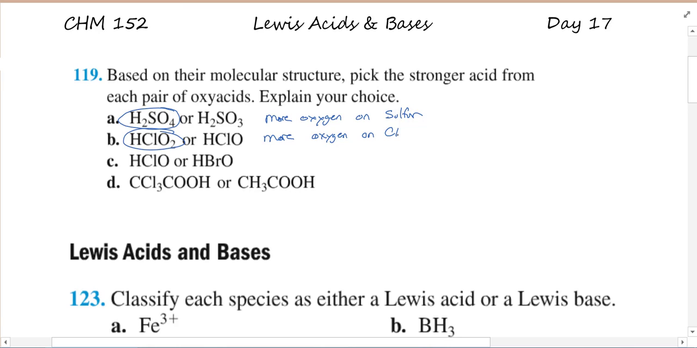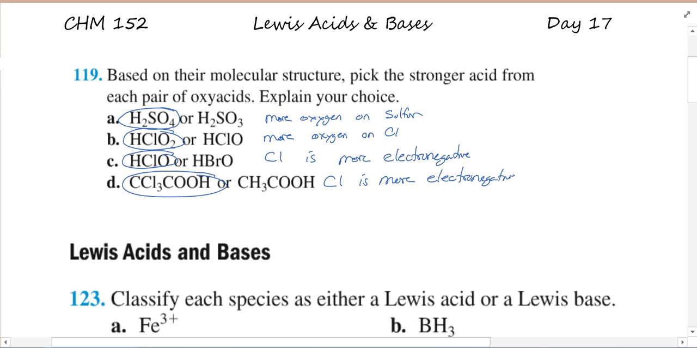What about C? Well, we go back in our notes here. If we go back to the top page, I wrote down Ka values, but chlorine would be more acidic because Cl is more electronegative. And finally, you have trichloroacetic acid versus acetic acid. Well, chlorine is more electronegative, and so it's going to have a higher Ka value. That's it. That's all we got.